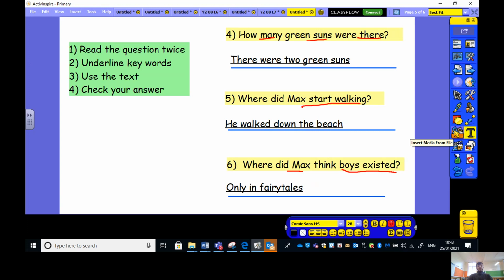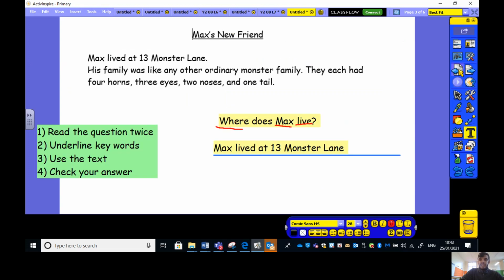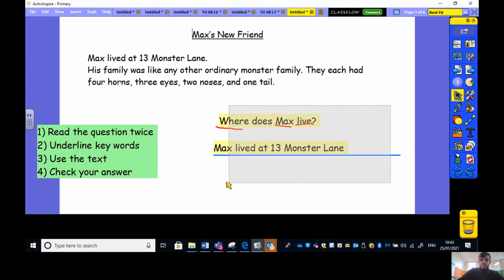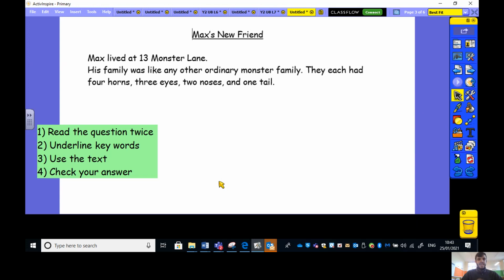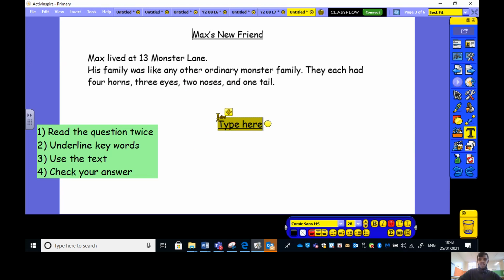If you have finished your challenge now, can you write a couple of questions yourself based on the text? Can you create two questions that your teacher would need to use the text to answer? For example, my new question might be, how many horns do they have? I can spell, how many horns do they have? What a couple of questions you could write. I wonder if your teachers can answer them.